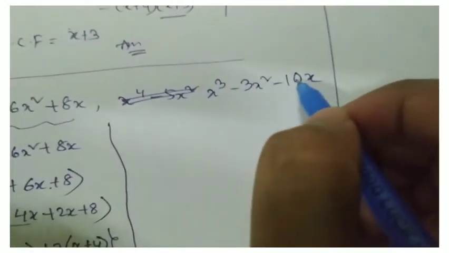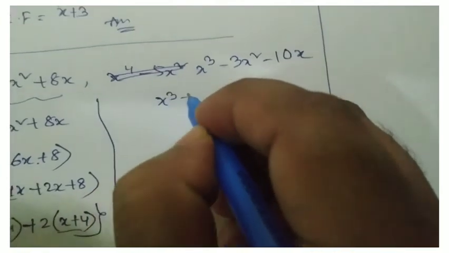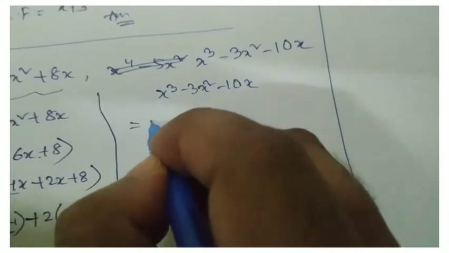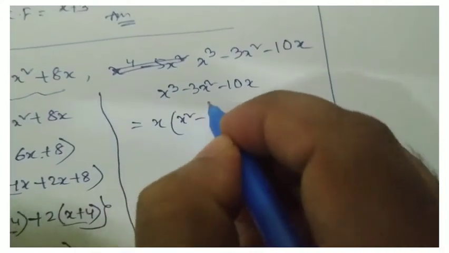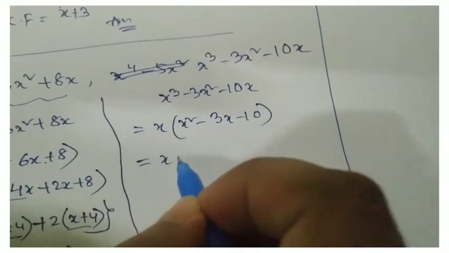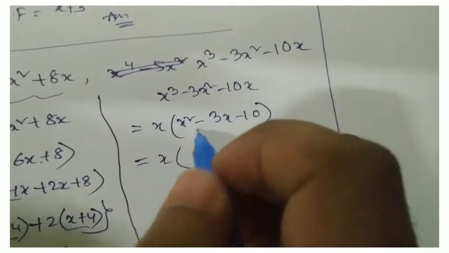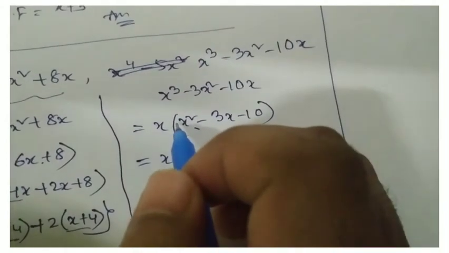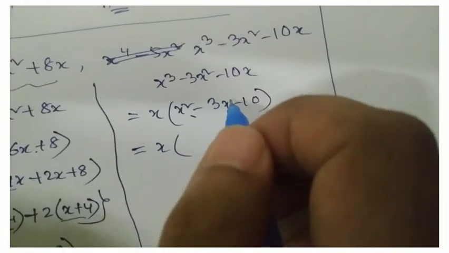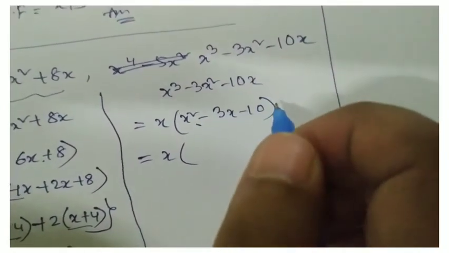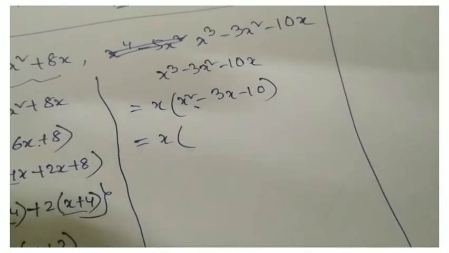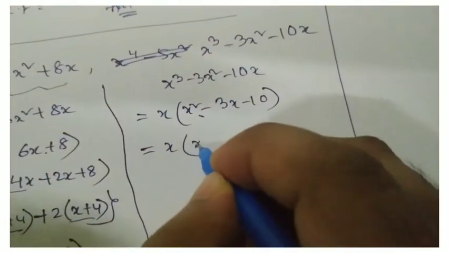Now we move on to x cube minus 3x square minus 10x. If we take x common, we can write x square minus 3x minus 10. The coefficient of x square is 1, so 1 into 10 is 10. But how do we get 3? The factors that will give us 3 are 5 and 2, since 5 twos are 10.